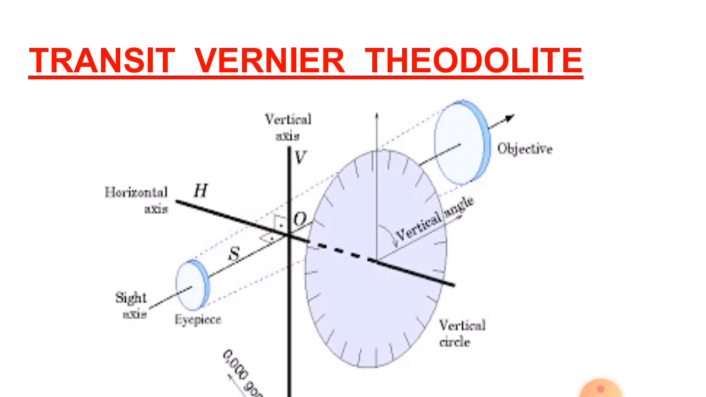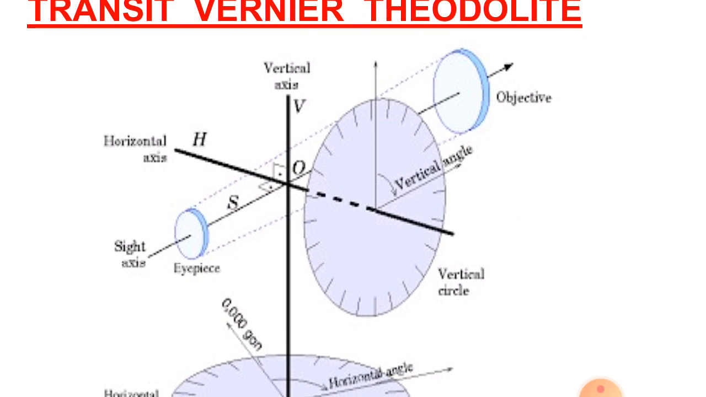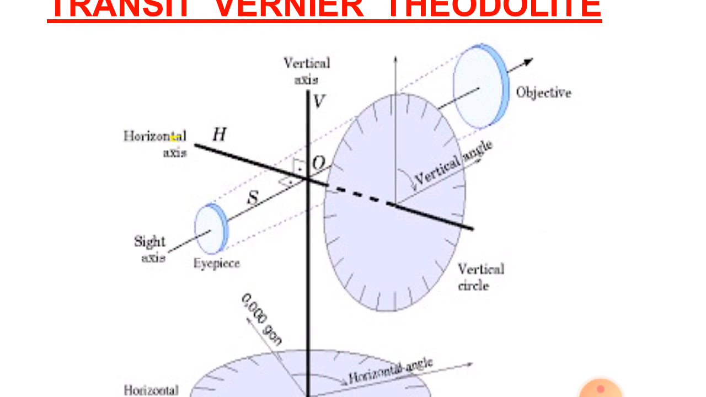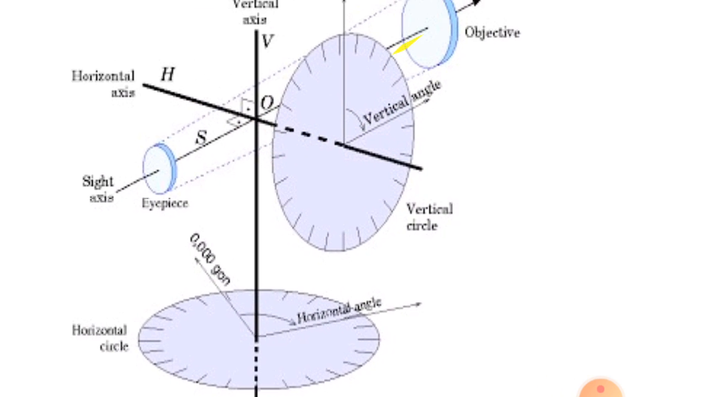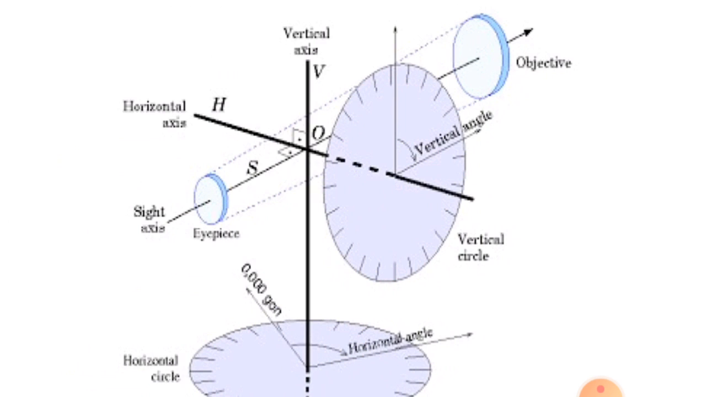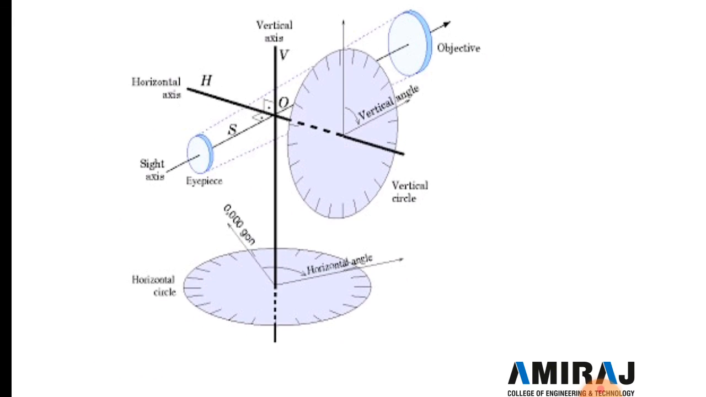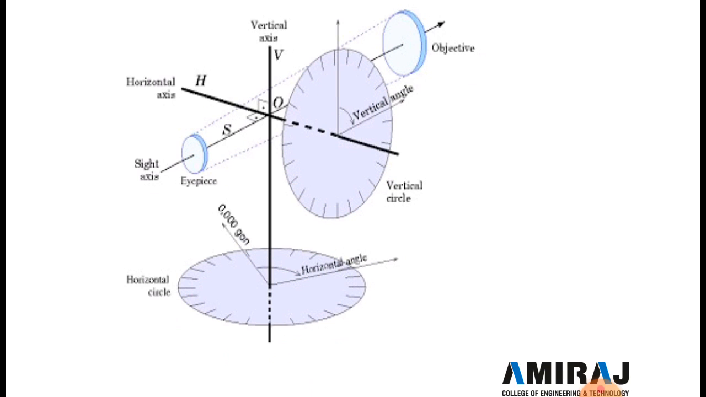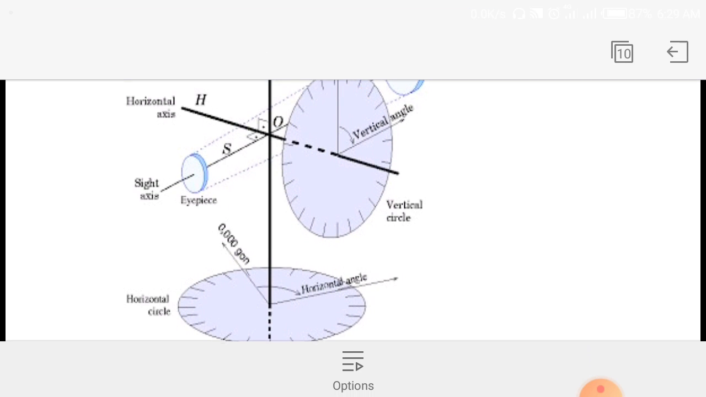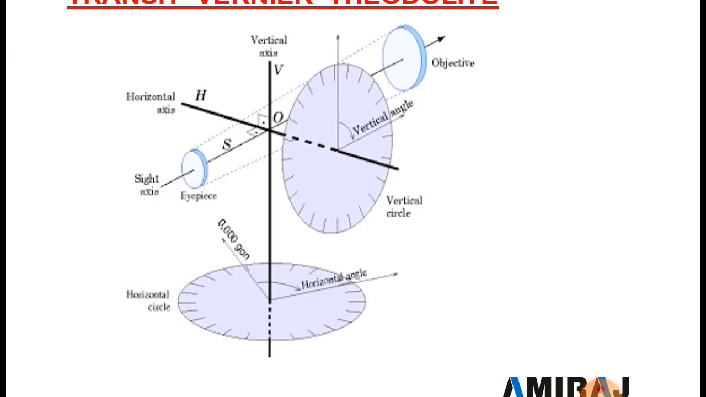Next is the transit vernier theodolite. So here the axes are given. This one is a vertical axis. Then after, this one is a horizontal axis, and this one is a telescope. From this telescope, horizontal and vertical axis, both the axes are intersecting at a middle point or center point of the theodolite. And here two circles are provided. The vertical circle is provided here, and the horizontal circle is provided here at the bottom. All the vertical angles are measured from the vertical circle.